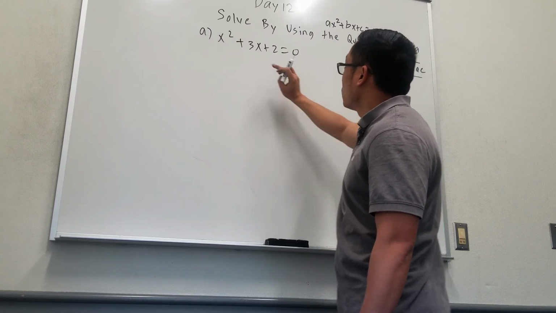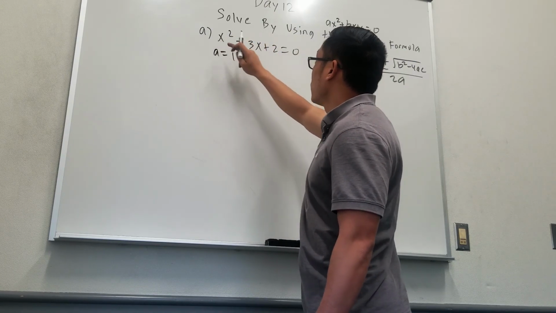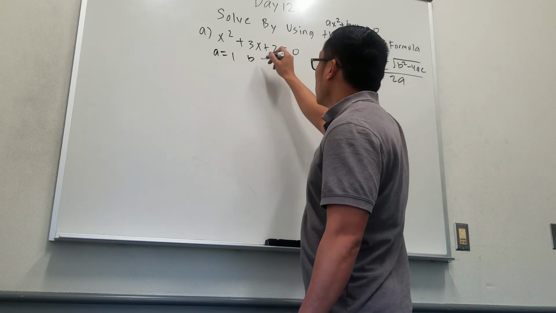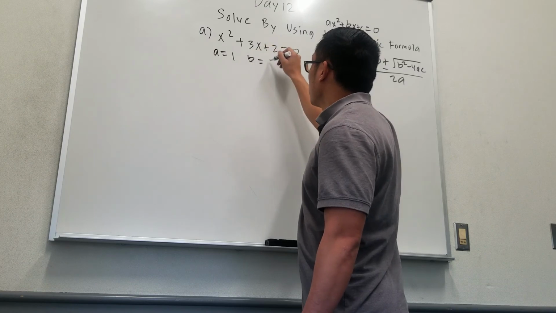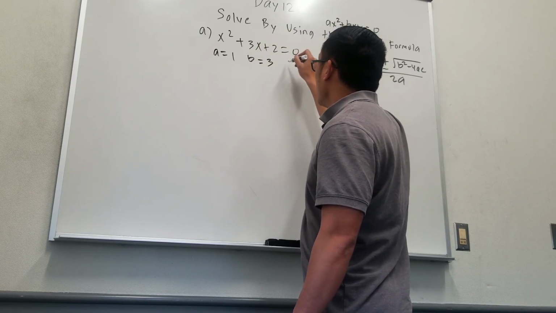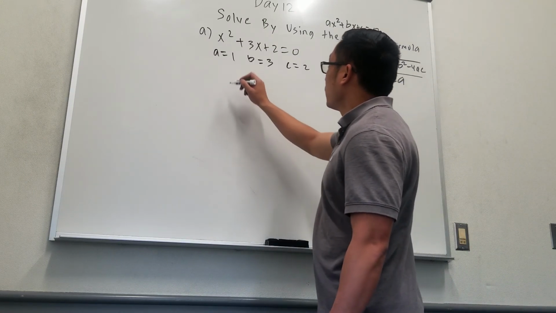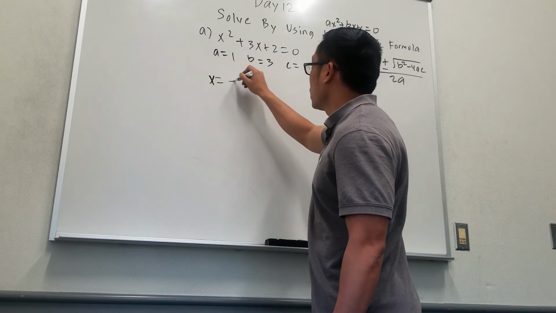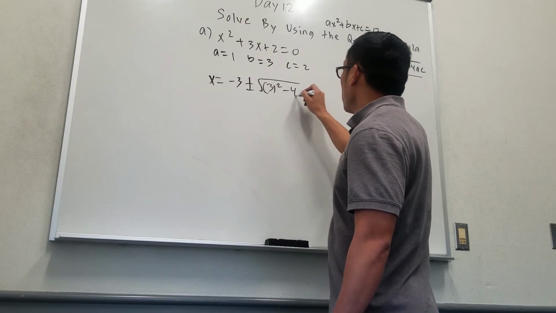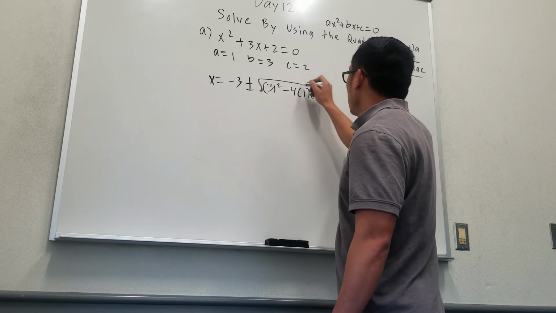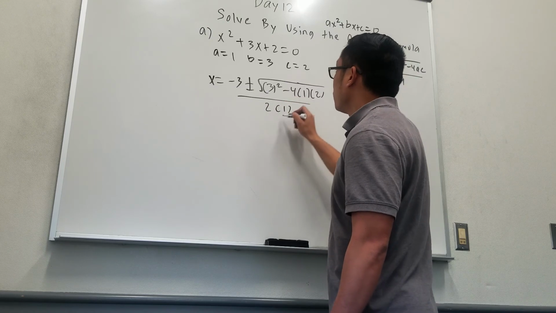Now we gotta determine what a is. A is equal to 1, because nothing's in front of the x squared. When you don't see anything, it's really 1. So b is equal to 3, in front of x, and c is equal to 2. Applying the quadratic formula, x is equal to negative b plus or minus the square root of b squared minus 4 times a times c, all over 2 times a, which is 1.